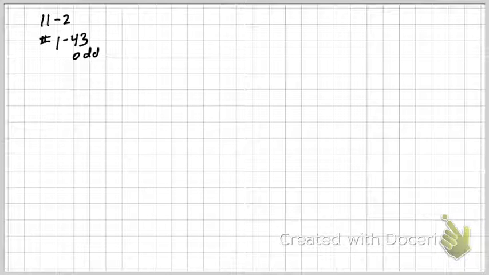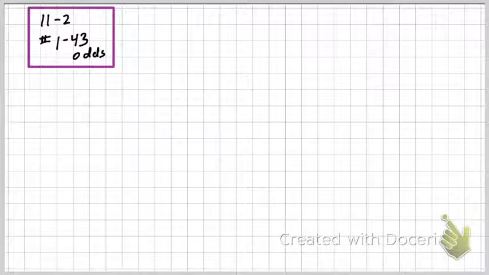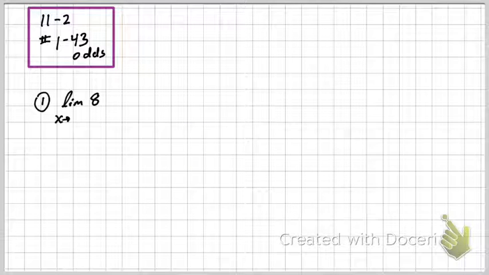New screen. We're going to do 11, 2, and I think we'll just do 1 to 43 odds. That's what, 24 questions? No, 23. So we're going to look at these. Some of these start pretty basic. Number 1 says a limit of 8 as x approaches 2. Is there any x to replace in problem 1? No. So what's your answer?